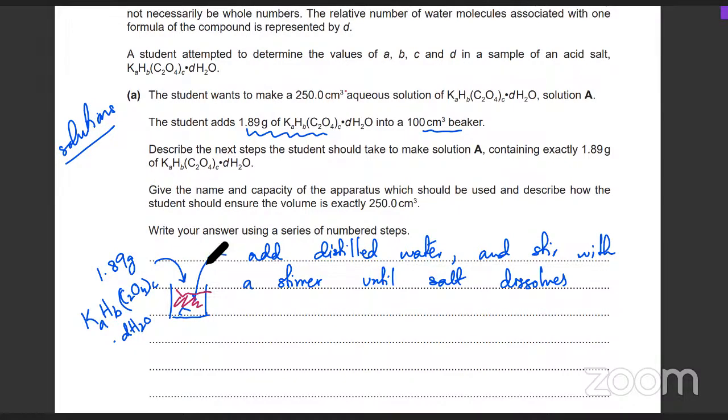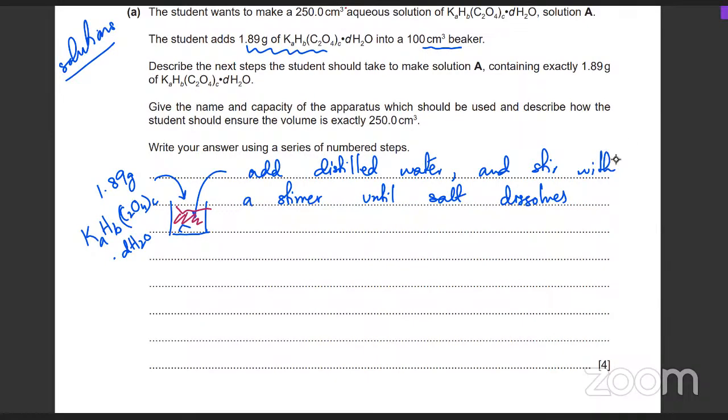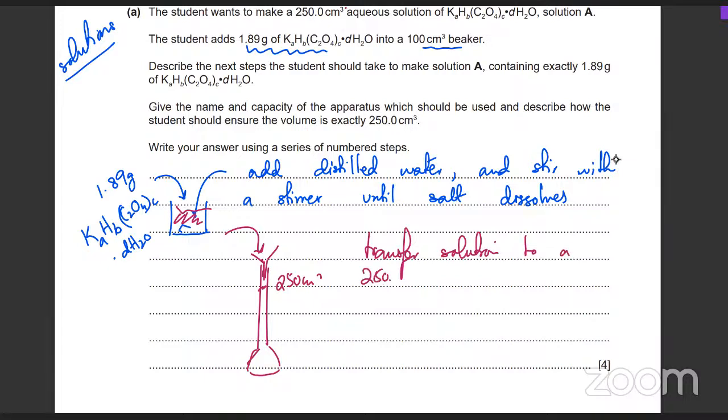What's the next step? You want to make a 250 cm³ solution that contains 1.89 grams. So what you're going to do next is take a volumetric flask. A volumetric flask kind of looks like this. So take a 250 cm³ volumetric flask, with a funnel over it, and transfer the solution that you've made to the 250 cm³ volumetric flask.